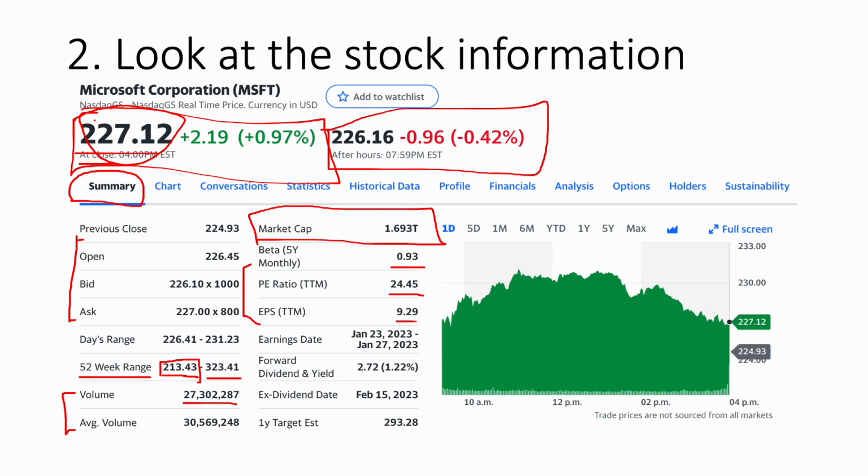The earnings date we can skip. The forward dividend yield.